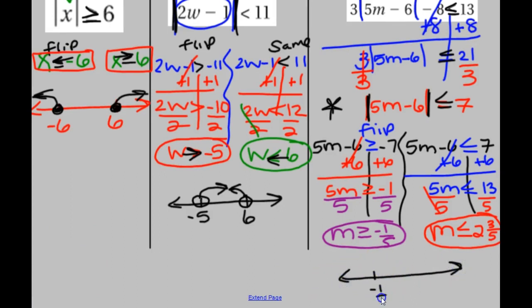This one's a negative 1/5, and this one is positive 2 3/5. Both closed circles because of the equal to underneath. And at 2 3/5 pointing to the left, at negative 1/5 pointing to the right.